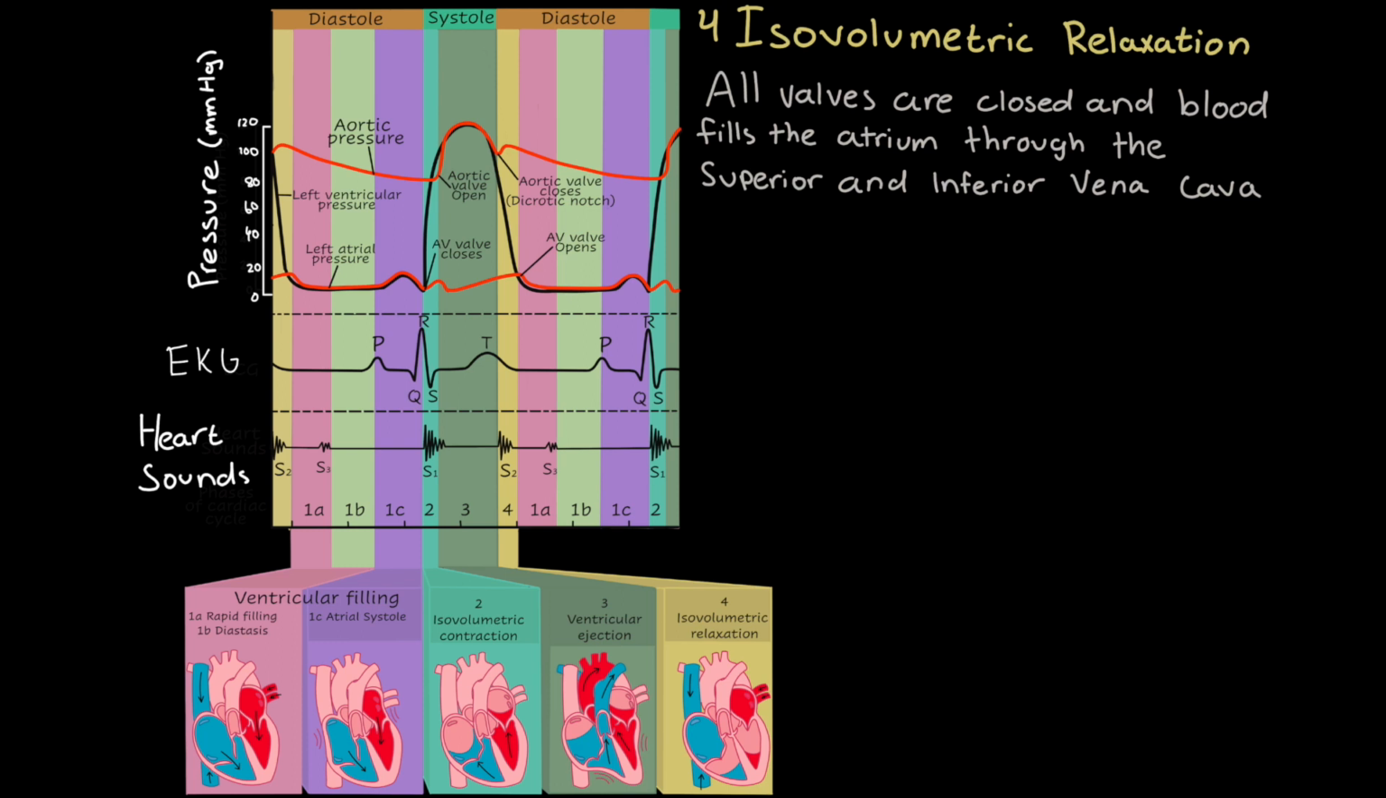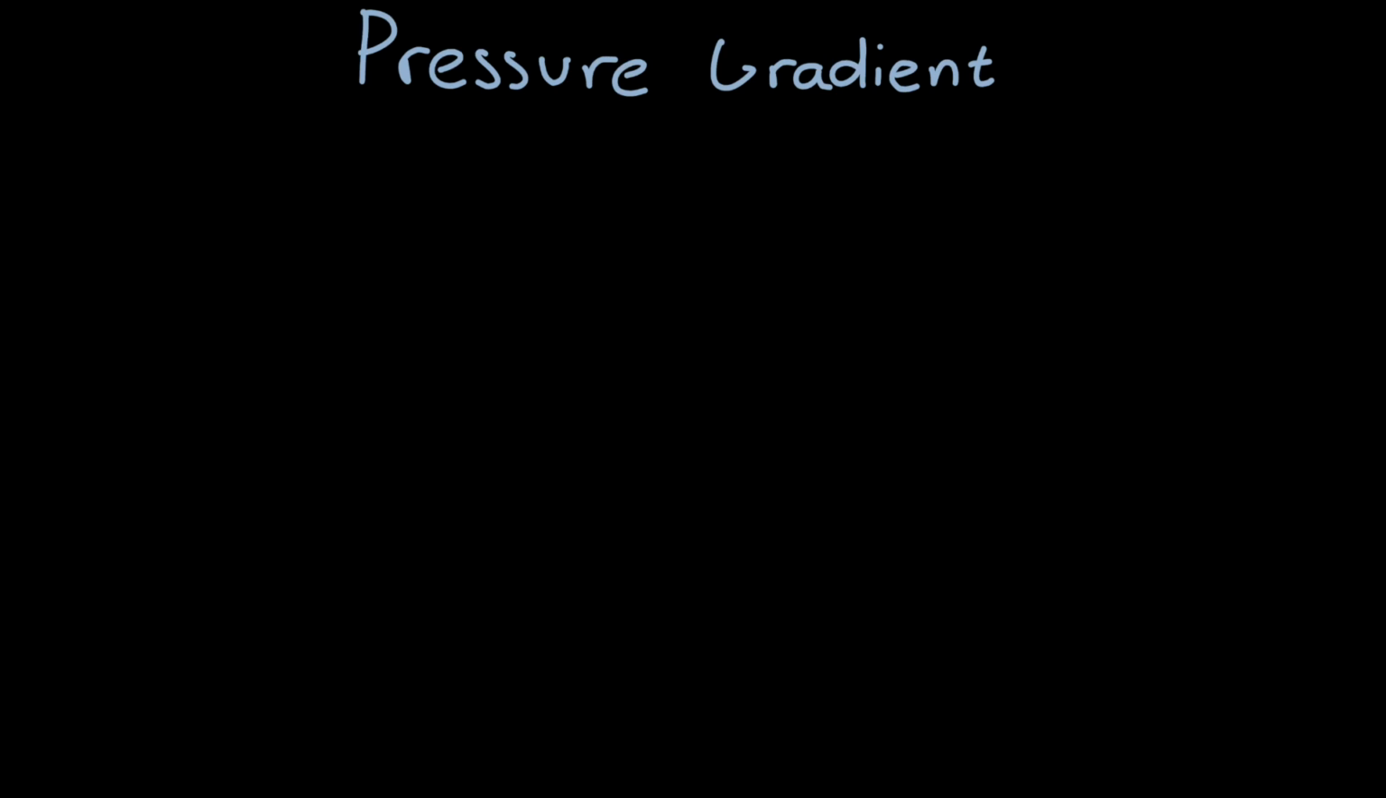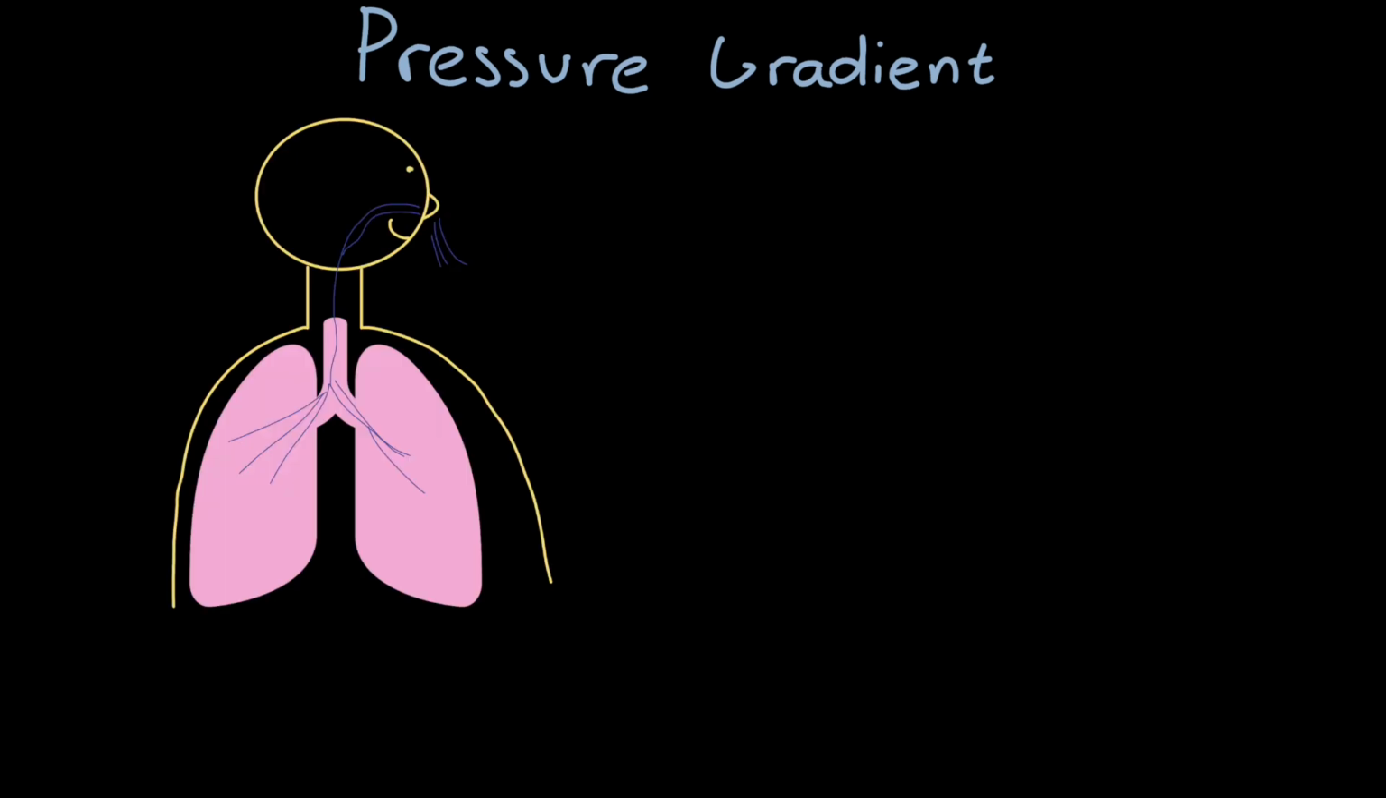Now, you must understand that blood, as well as everything else, moves from a high pressure environment to a low pressure environment, or a high concentration environment to a low concentration environment. And this high pressure to low pressure is known as a pressure gradient, and is established when you breathe in and out, for example. Now, when you inhale, you are creating a pressure gradient by expanding your lungs, which increases the volume of the lungs.